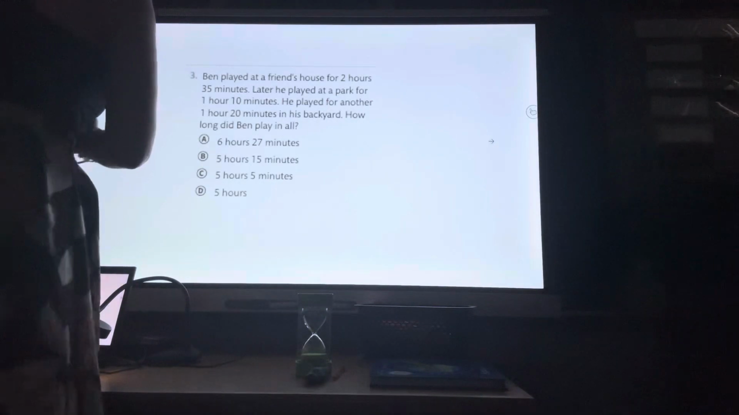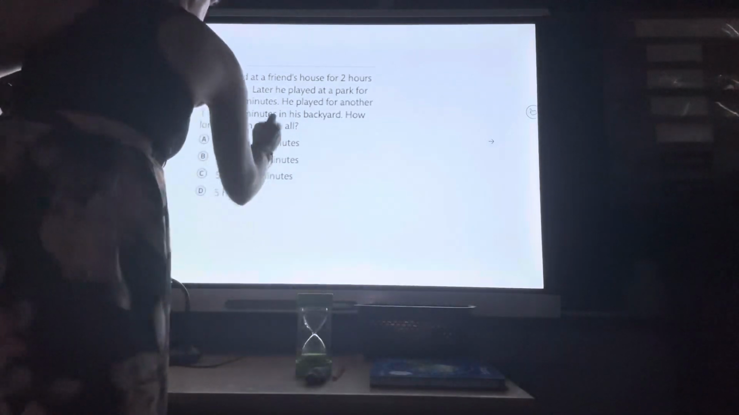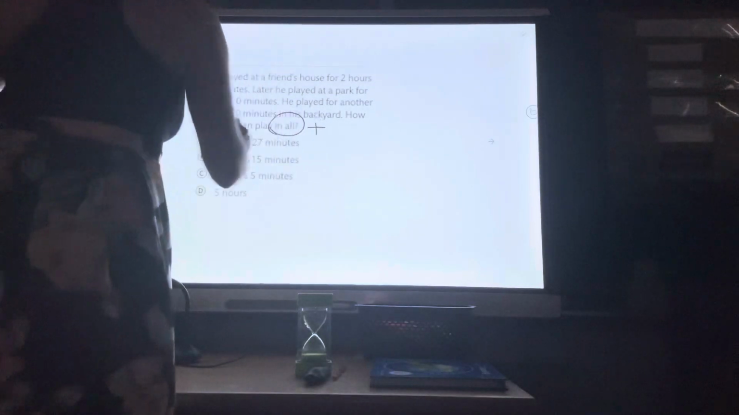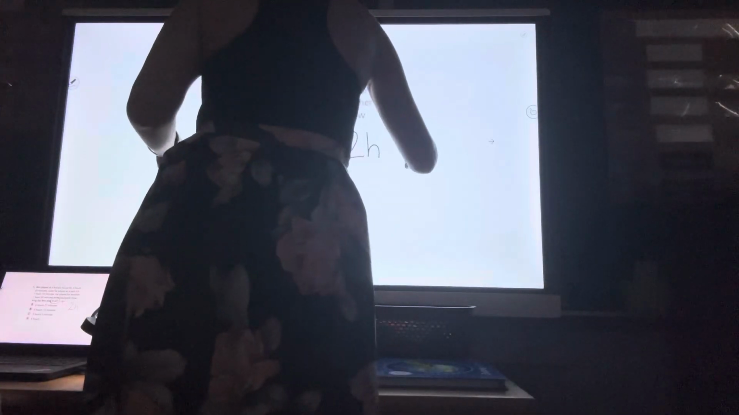Number 3. Ben played at a friend's house for 2 hours, 35 minutes. Later, he played at a park for 1 hour, 10 minutes. He played for another hour and 20 minutes in his backyard. How long did Ben play in all? In all is telling me to add. So I have to add 2 hours, 35 minutes, plus 1 hour and 10 minutes.